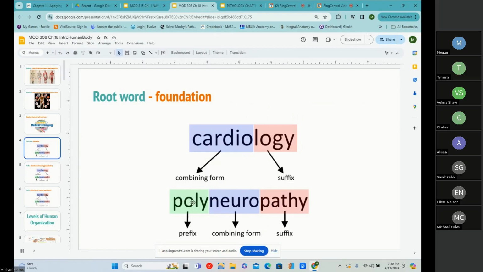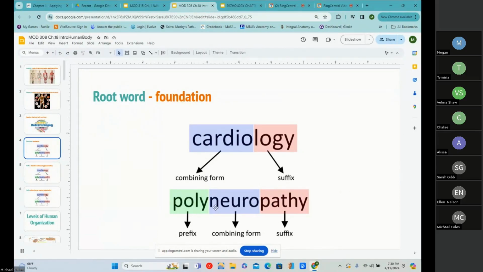Polyneuropathy, so poly meaning many, neuro referring to the nervous system or the brain or the nerves, and then pathy meaning kind of a condition of, or the pathway of something. So like a many nerve pathway. So something is going on with many nerves, right?